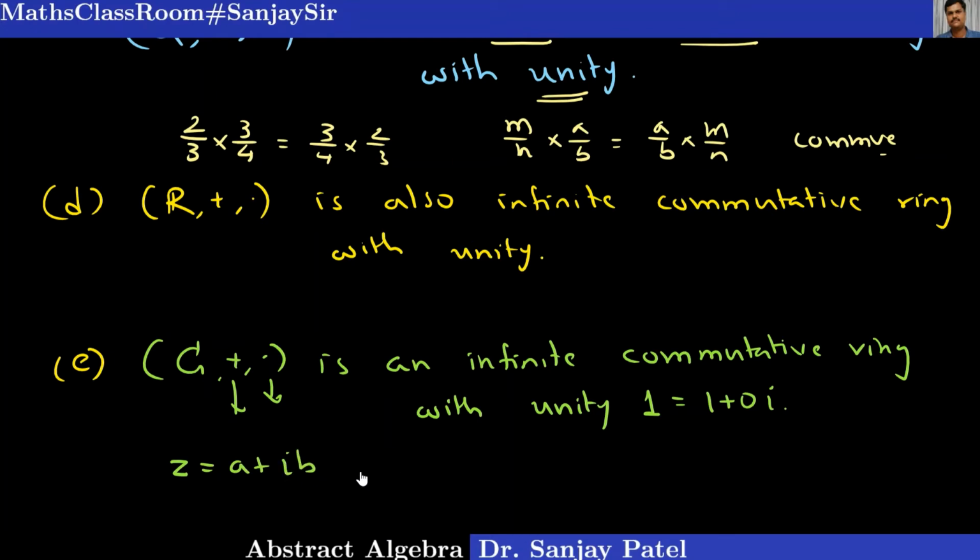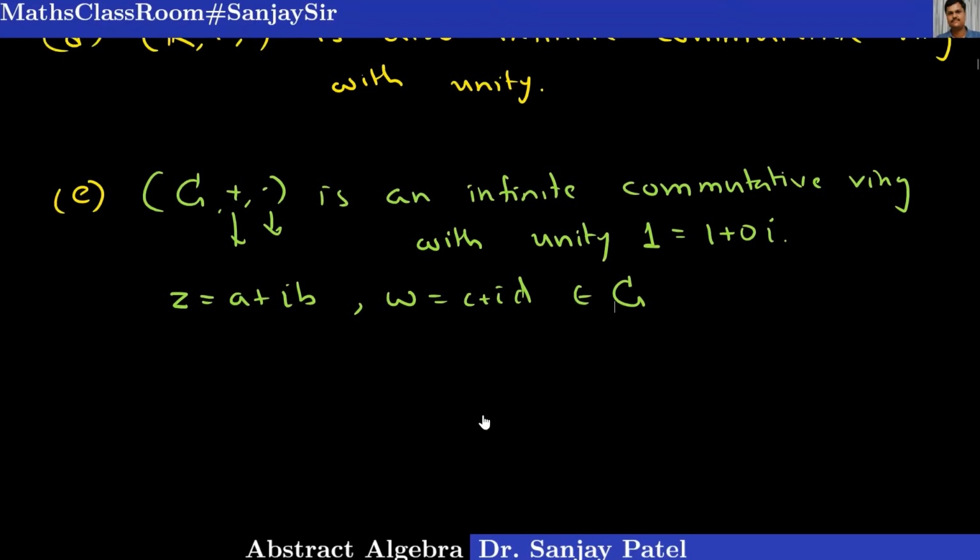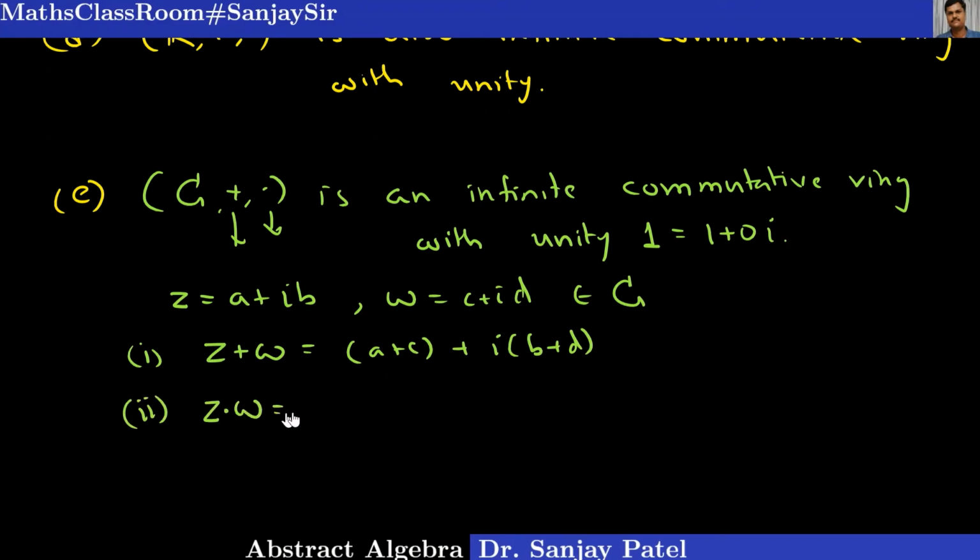If z is equal to a plus ib and say w is equal to c plus id are any two complex numbers, then we know how the addition and multiplication is defined. The addition of z and w we write as (a plus c) plus i times (b plus d), and the multiplication of these two is given by (ac minus bd) plus i times (ad plus bc). Okay.